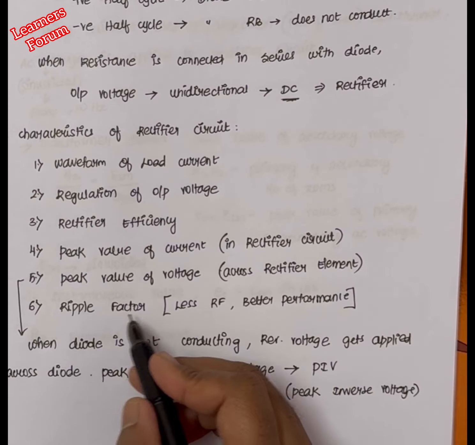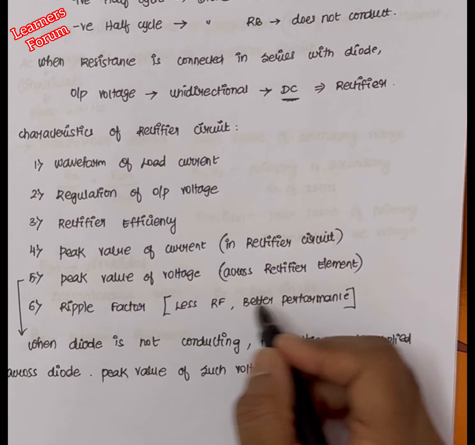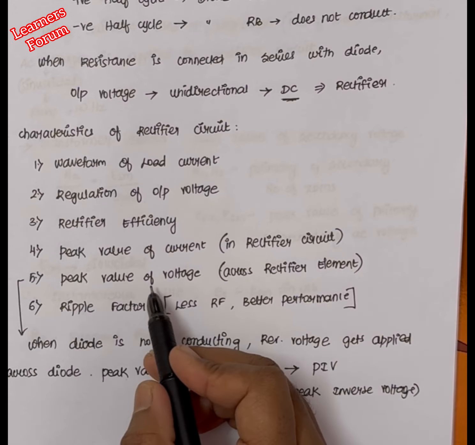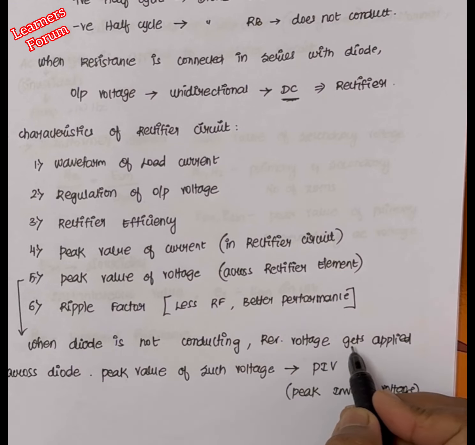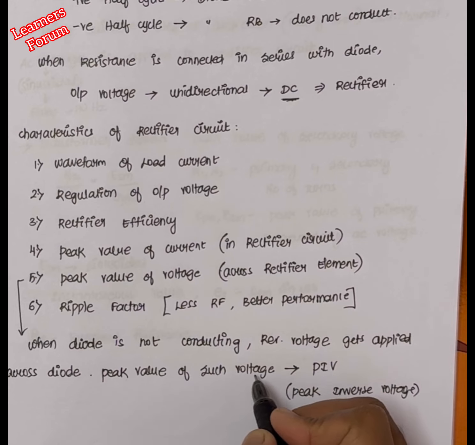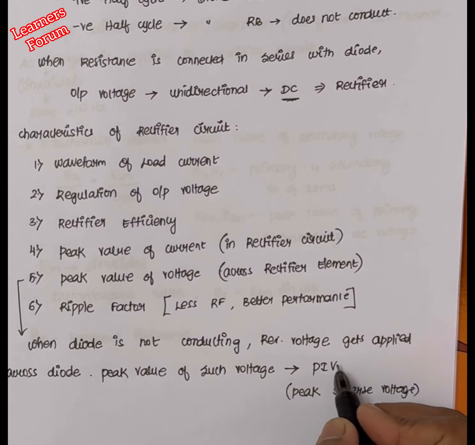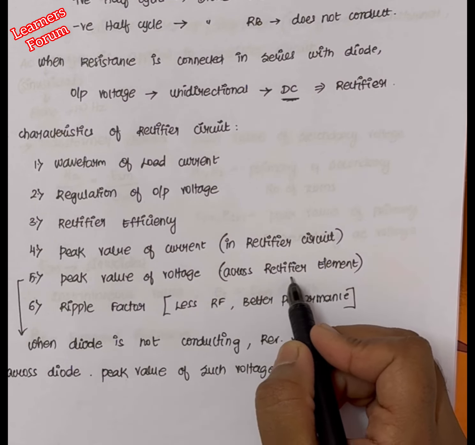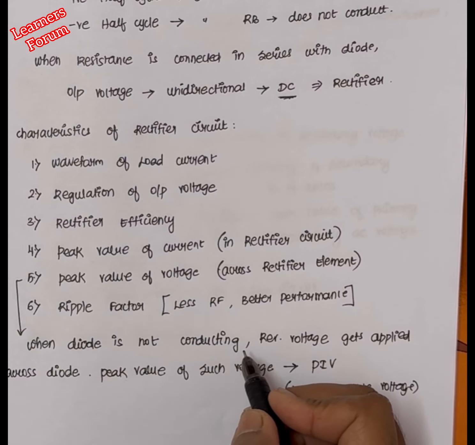And the last one is ripple factor. The lower the value of the ripple factor, the better the performance. So these are the characteristics of a rectifier circuit. When we talk about peak value of voltage, when the diode is not conducting, the reverse voltage will be applied across the diode. In that condition, the value of voltage will have a peak value, and that is called peak inverse voltage. That is the value of voltage obtained across the rectifier element, the diode. So these are the characteristics of a general rectifier circuit.